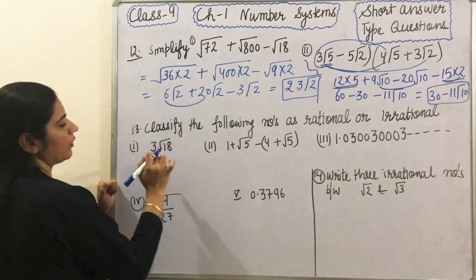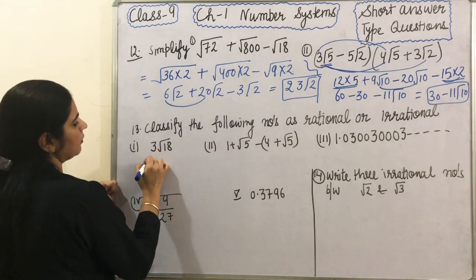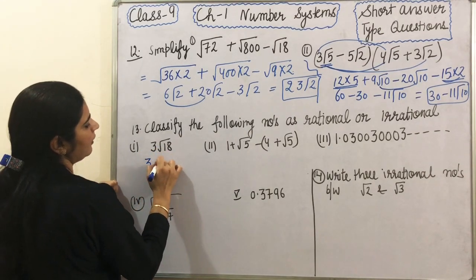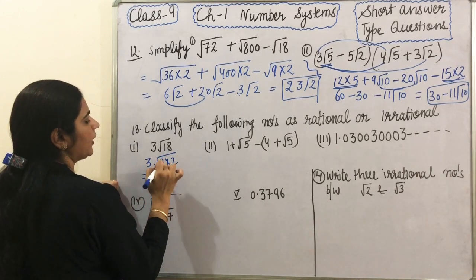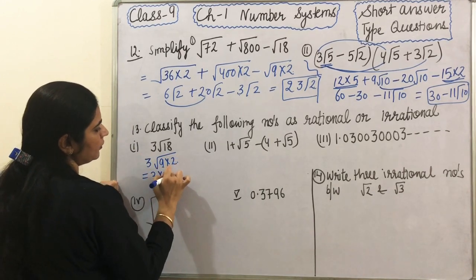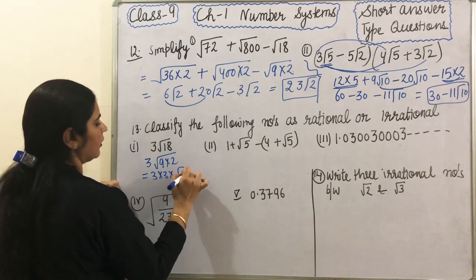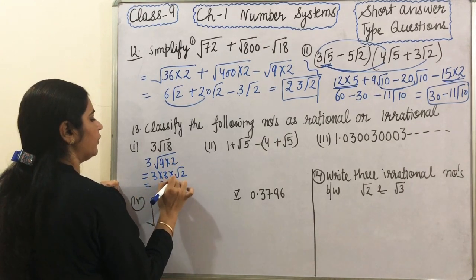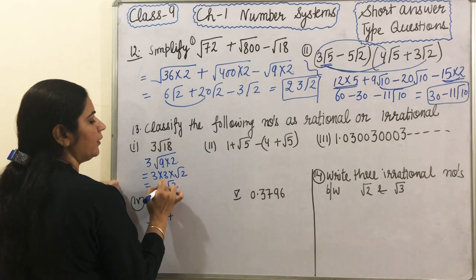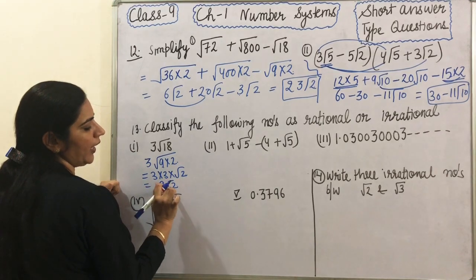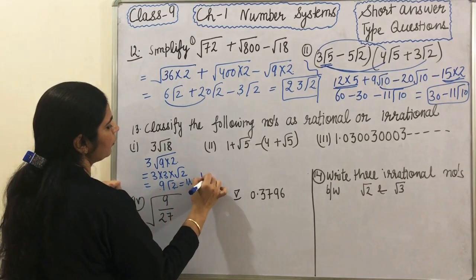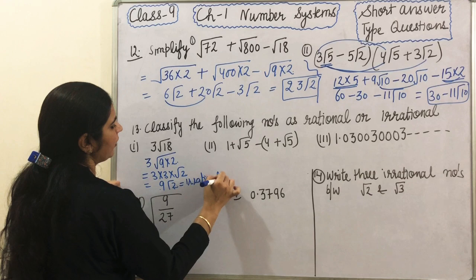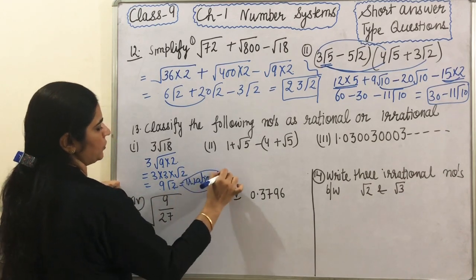Here we have to find out this root 18, I can write as root of 9 times 2. This root 9 is 3, this root 2 as it is. So answer is 3 root 2. 3 and root 2, rational and irrational. Product of rational and irrational is an irrational number. We have to classify only whether the given number is rational or irrational.